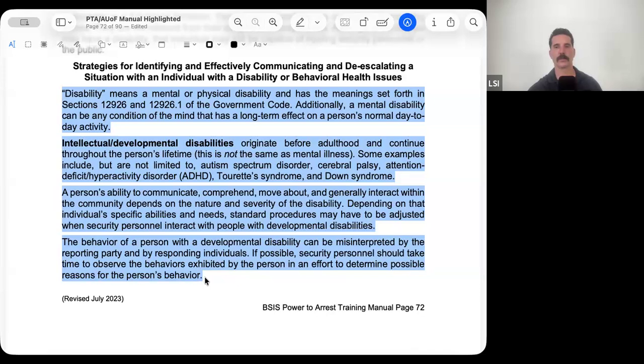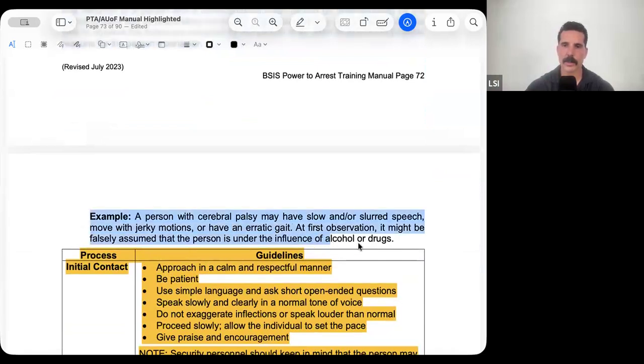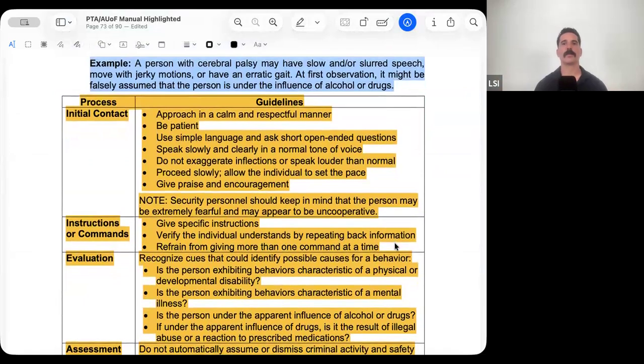When security personnel interact with people with developmental disabilities, the behavior of a person with a developmental disability can be misinterpreted by the reporting party and by responding individuals. If possible, security personnel should take time to observe the behaviors exhibited by the person in an effort to determine possible reasons for the person's behavior. All right, next page. Example, a person with cerebral palsy may have slow or slurred speech, move with jerky motions, or have an erratic gait. At first observation, one might falsely assume that the person is under the influence of alcohol or drugs.